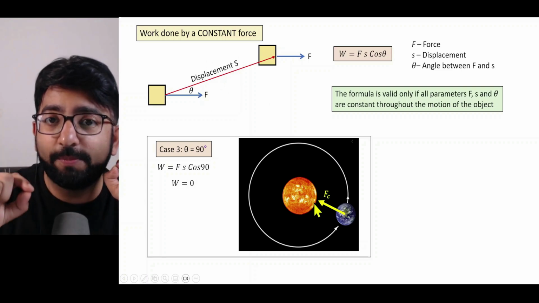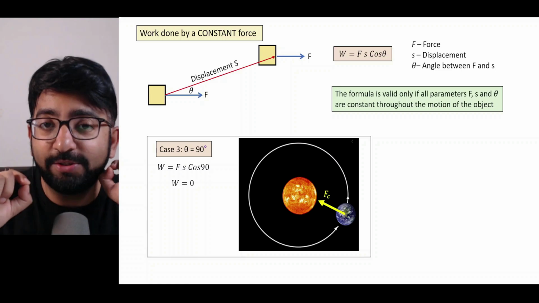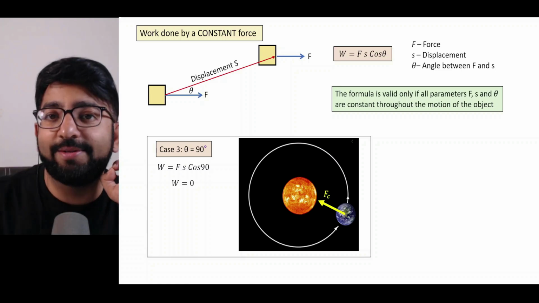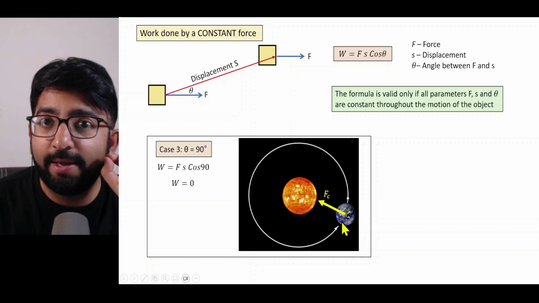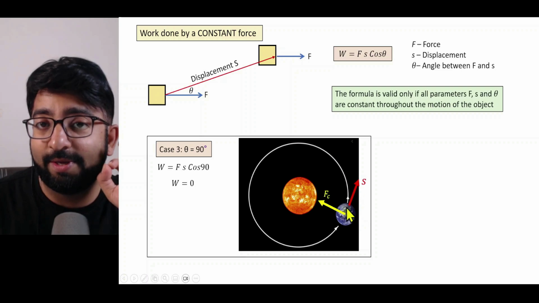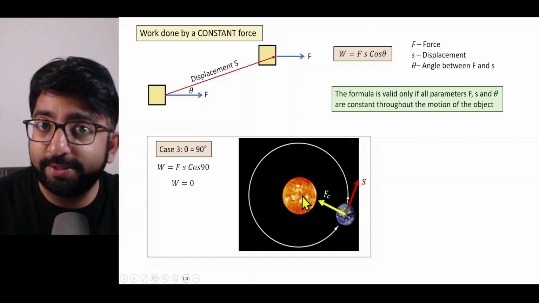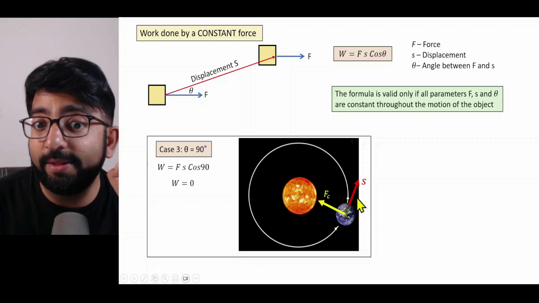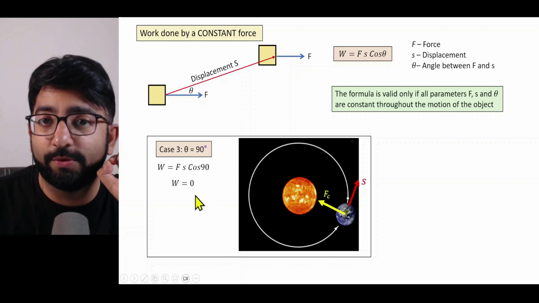And how do we figure out displacement in this case? So whenever an object is moving in any path, all we need to do is draw a tangent at that point to get the displacement. So in this point where the earth currently is, if we draw a tangent to this circular path, we will get an arrow like this. And now if you notice the direction of force is towards the center, displacement is tangential. Hence the angle between these two arrows is 90 degrees. Hence we said cos 90, so work done will be equal to 0.